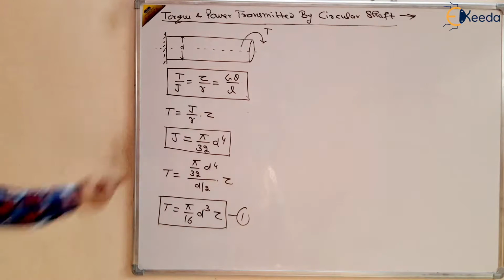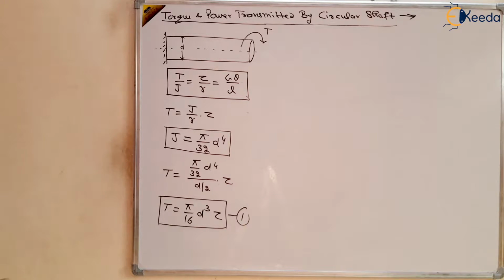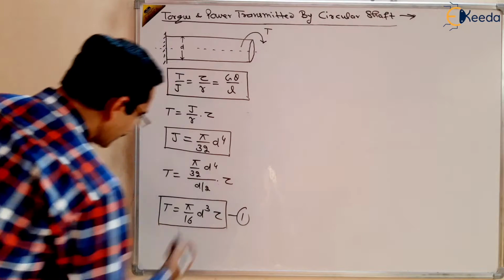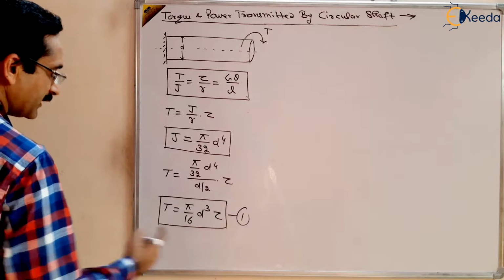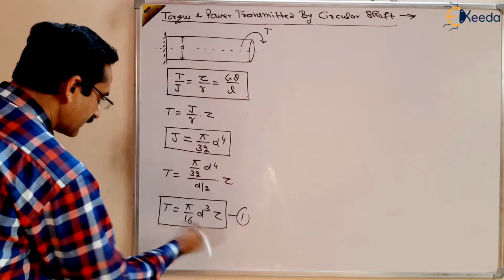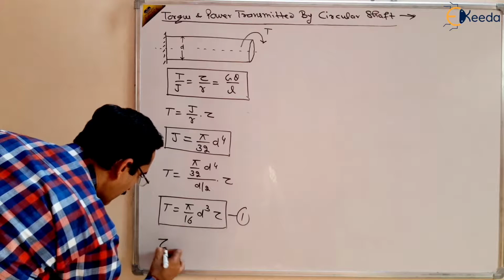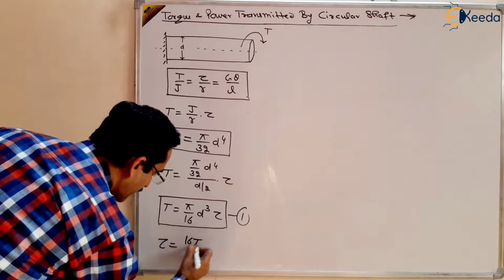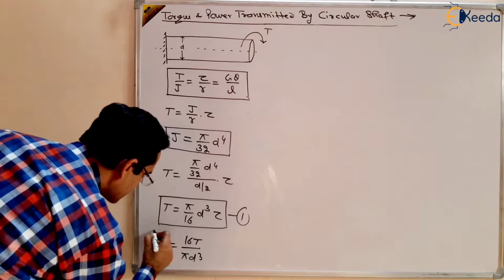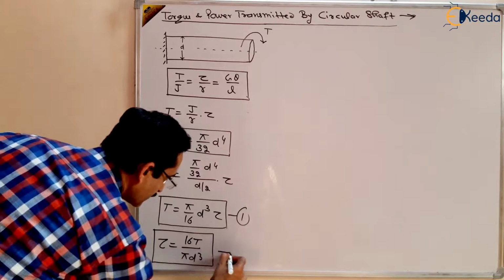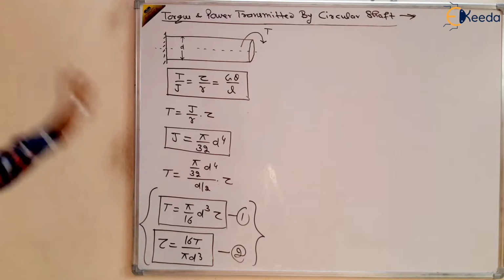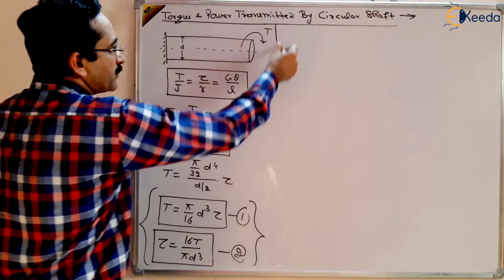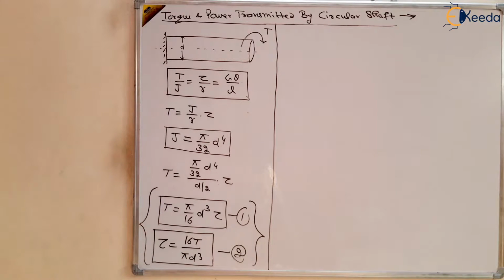You should remember this formula directly. If shear stress is given and we want to find torque, use this formula. If torque is given and you want to find shear stress, then again we can make a ready-made formula: tau equals 16T by pi d cube. These two formulas should be remembered for a solid circular shaft: the torque formula and the shear stress formula.